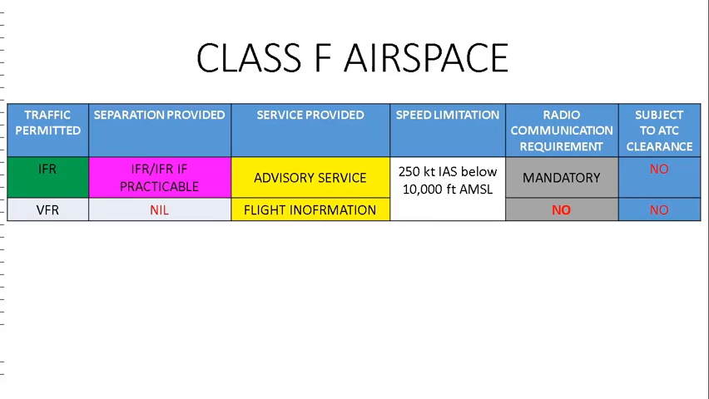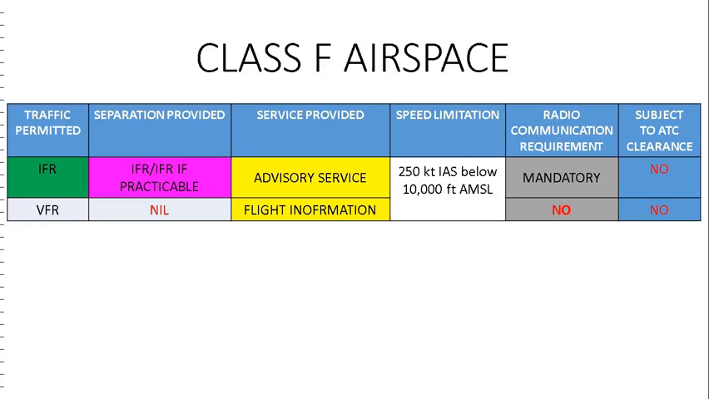Now we will talk about the uncontrolled airspace, Class F. Here, IFR and VFR flights are both permitted. All IFR flights are separated from other IFR if practicable. And for VFR, no separation will be provided. For IFR, advisory services will be provided. And for VFR, flight information service will be provided in respect to other flights, VFR or IFR.